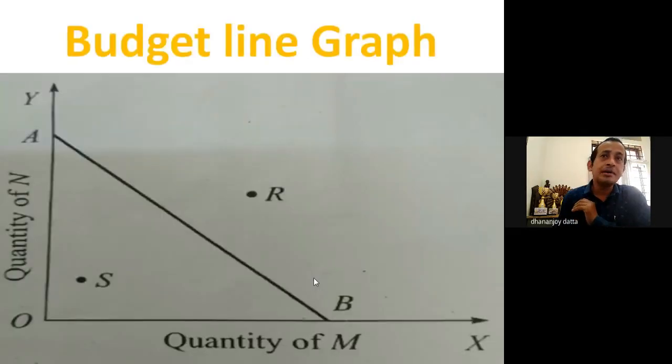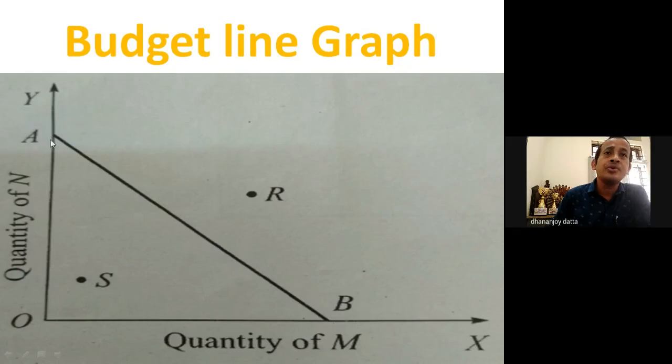Now we'll go through the budget line graph. So in the budget line graph, you can see the y-axis represents the quantity of N product. N is the product, so here we can consider N any product. Then the x-axis is representing the quantity of M product. Okay. Now, AB is the budget line.